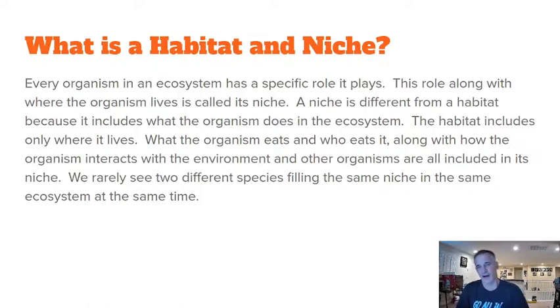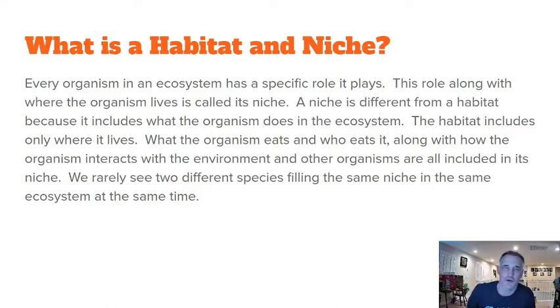Now, a couple of terminology terms you need to be aware of, and some people kind of mix these up, is habitat and niche. Habitat is where an organism lives. Niche is where it lives, but also the role it plays. So every organism in an ecosystem has a specific role. This role, along with where the organism lives, is called the niche. A niche is different from the habitat because it includes what the organism does in the ecosystems.